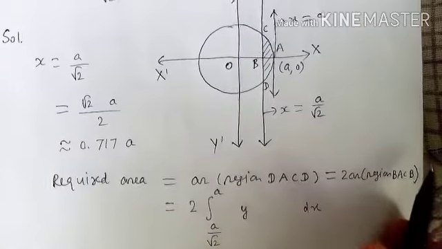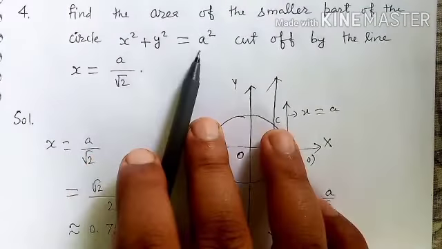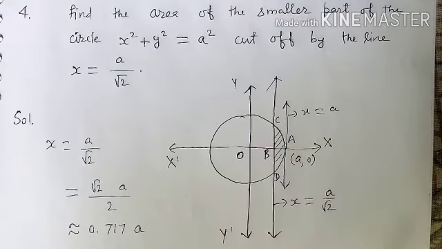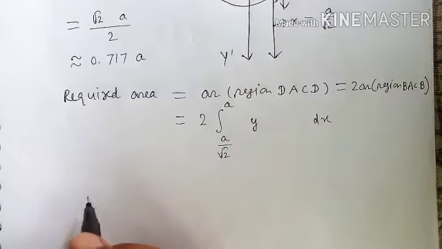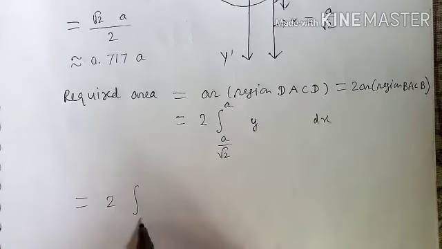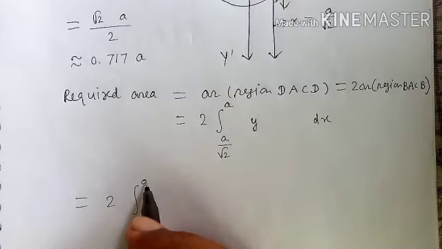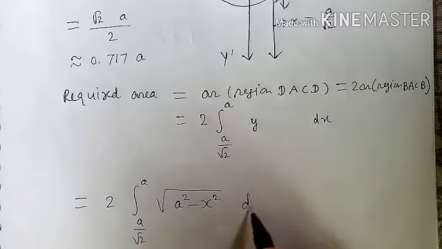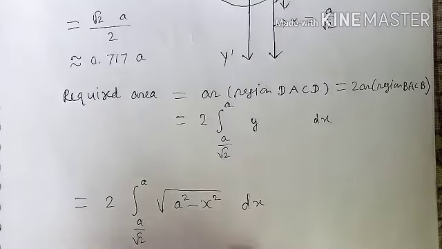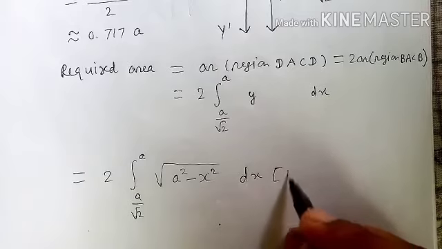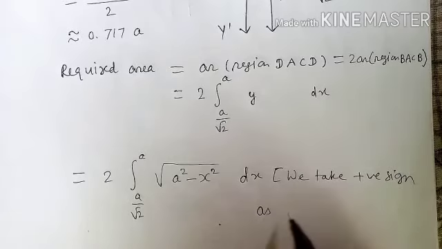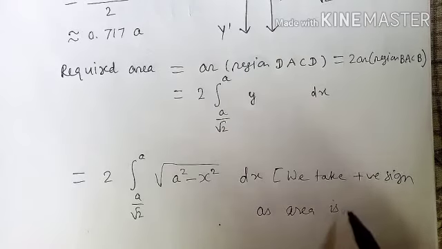Now we take the value of y from this equation, then we get the square root of a square minus x square, integral from a by root 2 to a. So we get the integral of square root of a square minus x square dx. Here we take positive sign as area is non-negative.